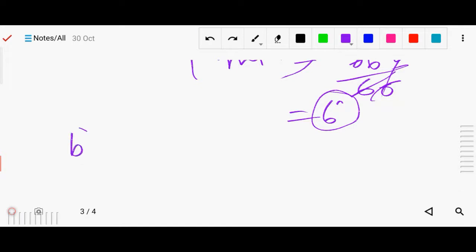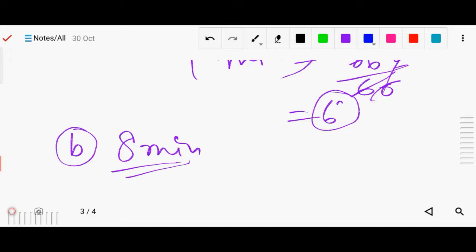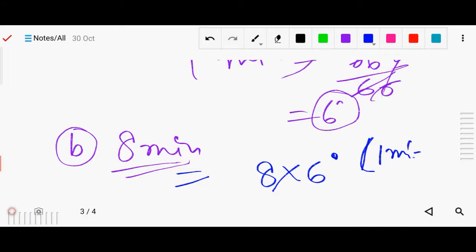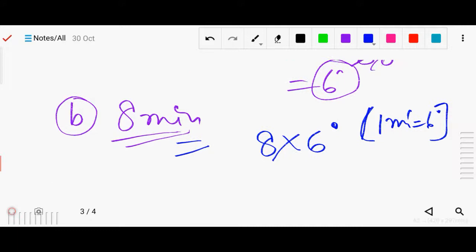Part b is 8 minutes. Simply, in 8 minutes it is 8 into 6 degrees, because in 1 minute it is 6 degrees. So in 8 minutes, 8 into 6 degrees. You can write in the bracket: 1 minute equals 6 degrees. So 8 into 6 will be 48 degrees.